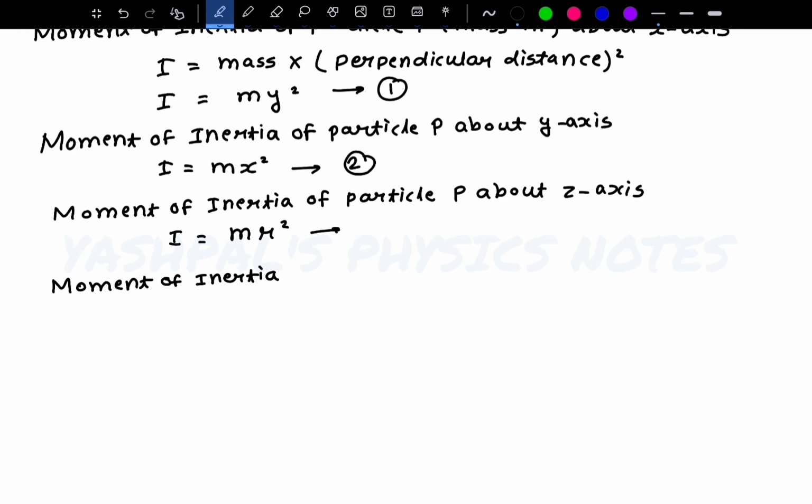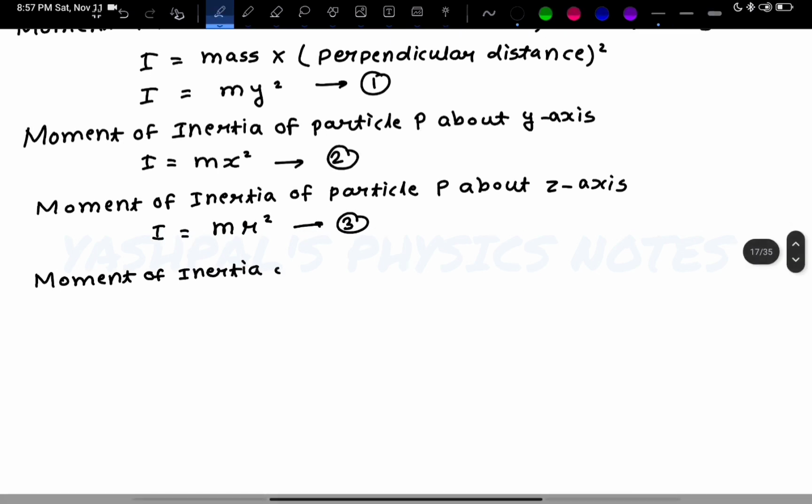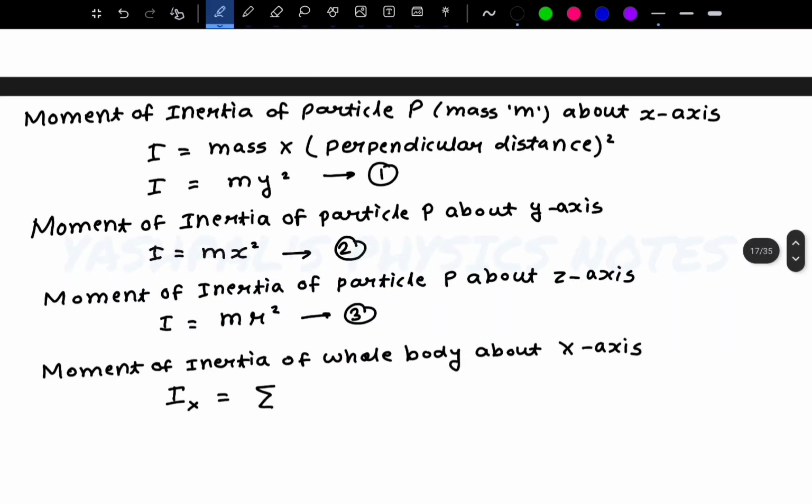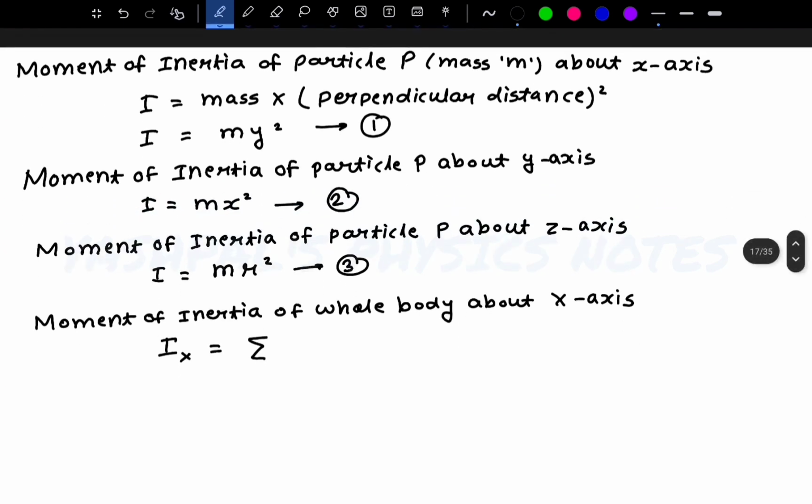Before this, give this as equation number 3. So moment of inertia of whole body about x-axis. We are going to use the summation sign. So along x-axis means here I am writing Ix equals summation. Now what was the moment of inertia of particle along x-axis? It was my square. So here I am writing summation my square. Summation means sum of all the masses along the x-axis. So this will be our equation number 4.